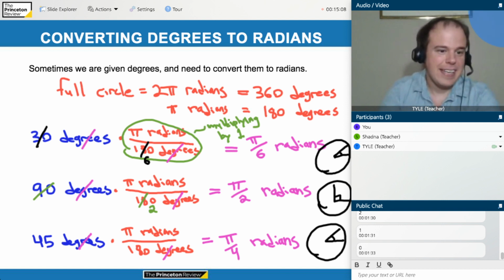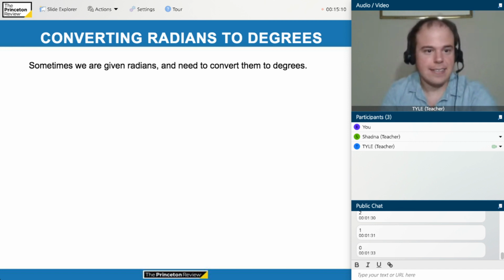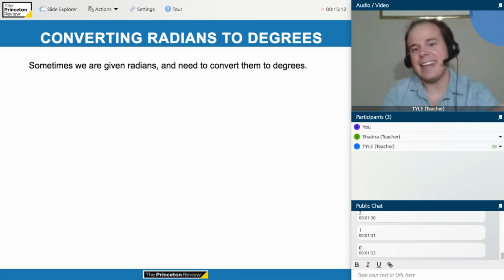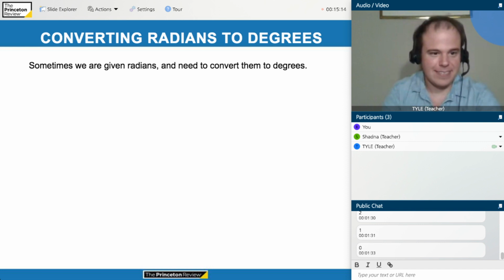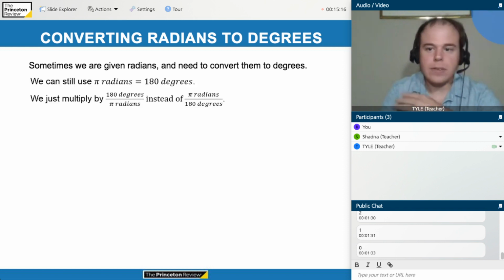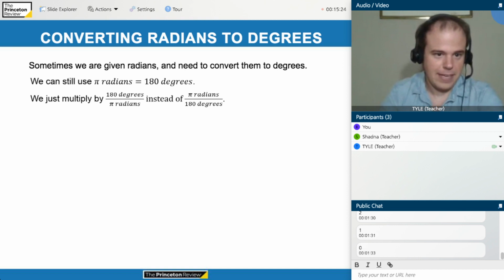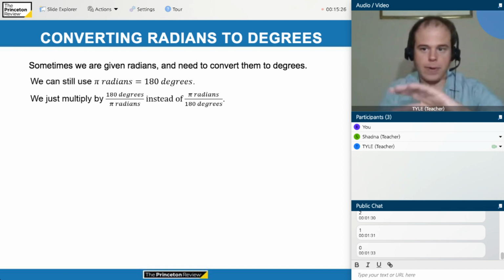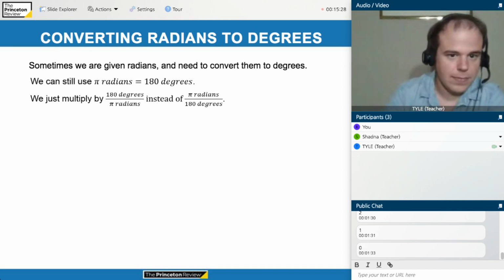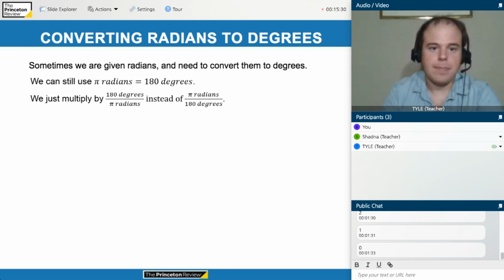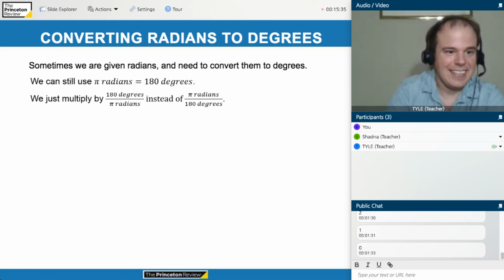Now, let's do it in the opposite direction. Sometimes we are given radians and we need to convert them to degrees. We can still use a very similar process and the fact that pi radians equals 180 degrees. We just multiply by the ratio flipped. Okay, we multiply by 180 degrees divided by pi radians instead of vice versa. So let's see a few examples of this.